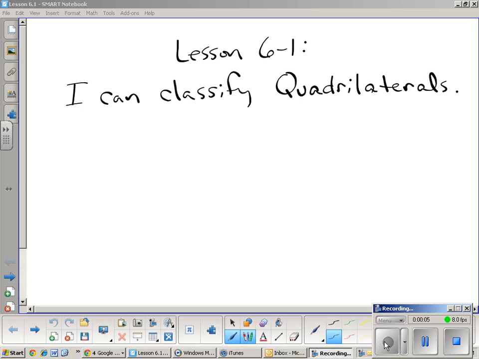Okay, today we're going to talk about classifying quadrilaterals. Now remember, a quadrilateral is a polygon, a two-dimensional polygon with four sides. And there's going to be a number of different quadrilaterals that we're going to talk about today. And we're going to talk about how to classify those and understand some of the special properties that allow us to solve for some unknowns.